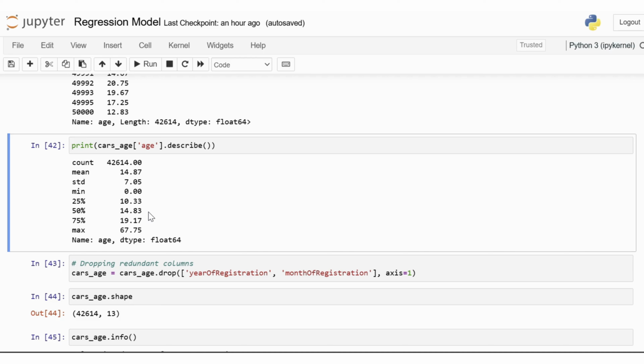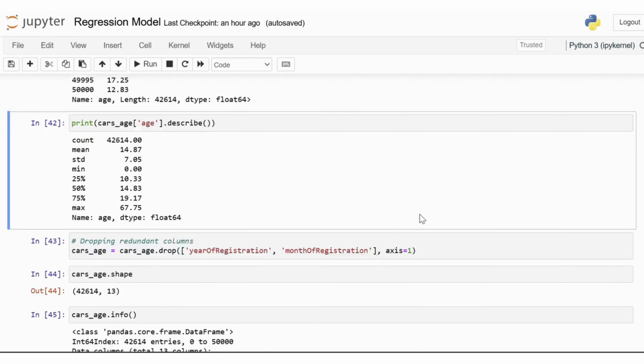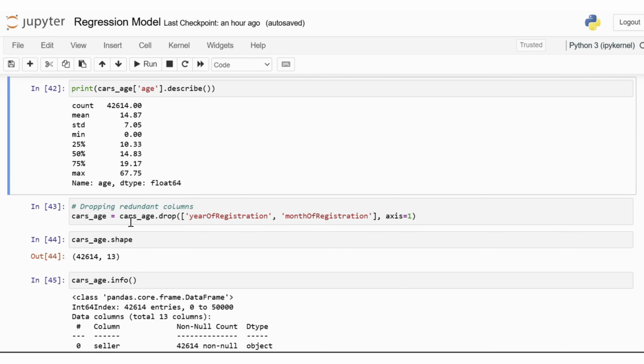Now that we have successfully incorporated the year and month of registration into the age variable, we can drop the original year of registration and month of registration columns to avoid redundancy. After running this code, the number of columns in the data frame will reduce by 2, and the year of registration and month of registration columns will be removed. This helps in simplifying our dataset and making it more efficient for further analysis.